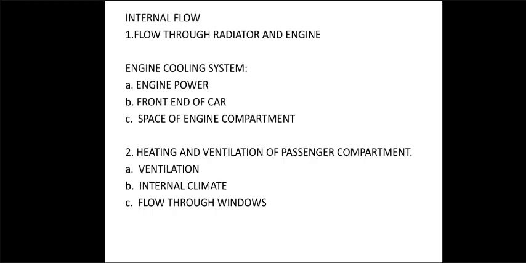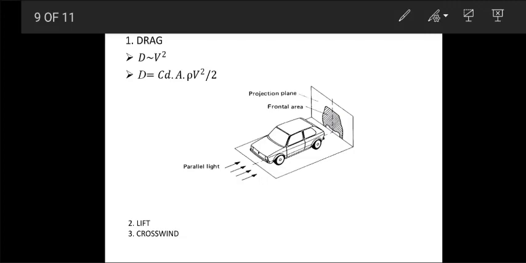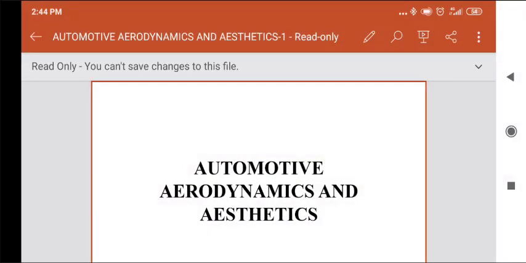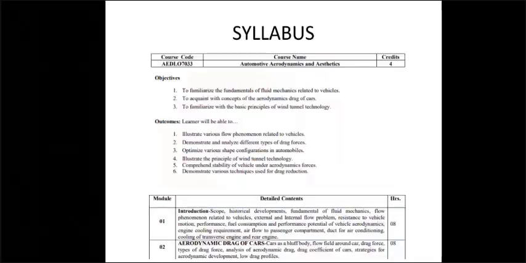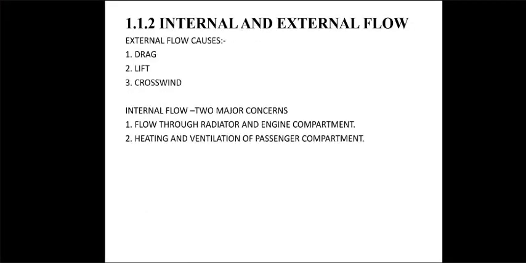So external flow causes drag, lift and crosswind, whereas for internal flow, two major concerns are there: flow through the radiator and engine compartment, and next is heating and ventilation of the passenger compartment. Okay, so first we will take the external flow.